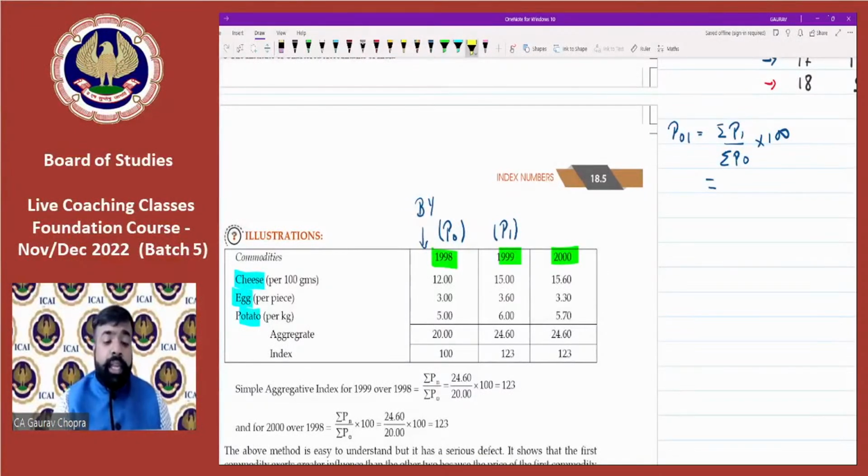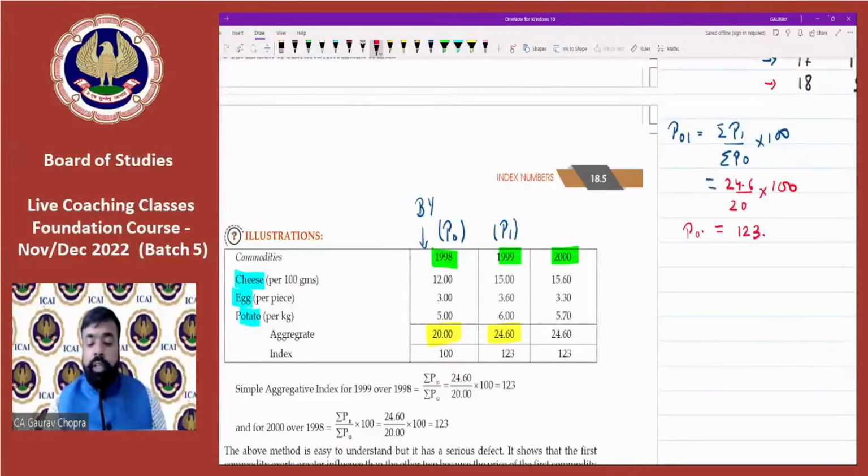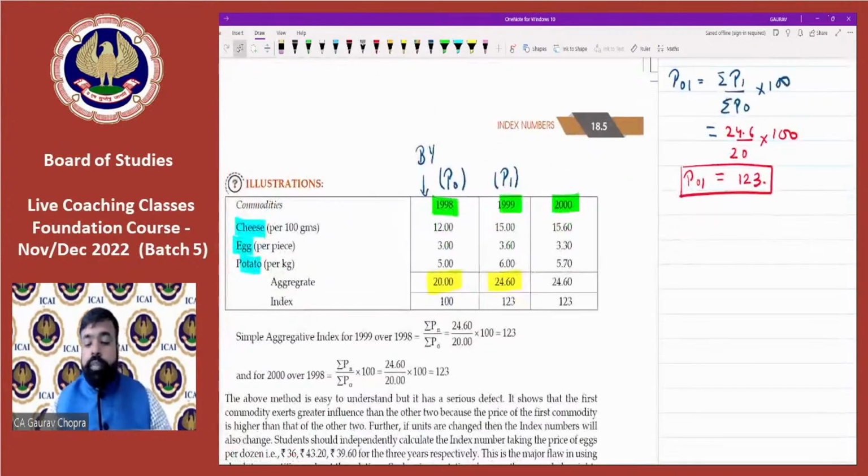What is the total of this 99? The total is 24.6. This is sigma P1. And what is sigma P0? It is 20. So just apply the formula: 24.6 divided by 20 and then multiply by 100. So we are getting 123. So it becomes the price index number. This is for the year 99.